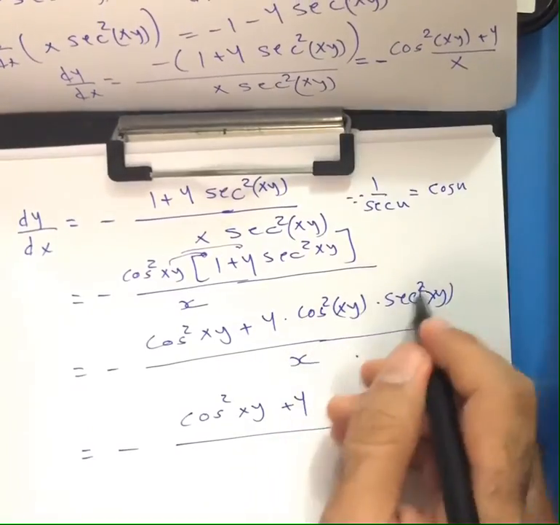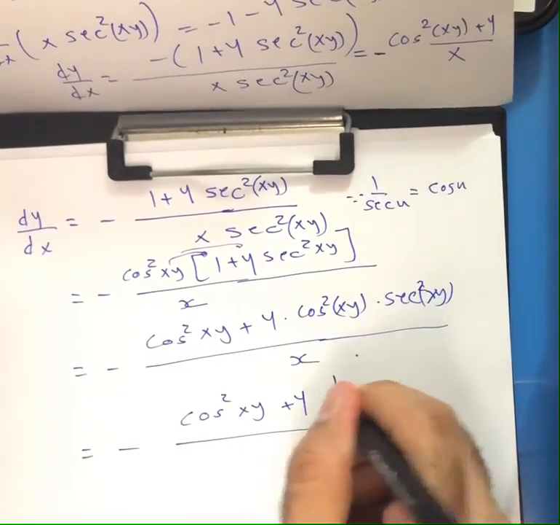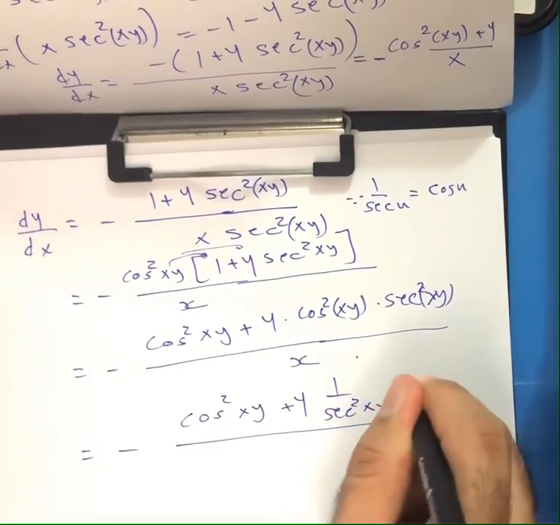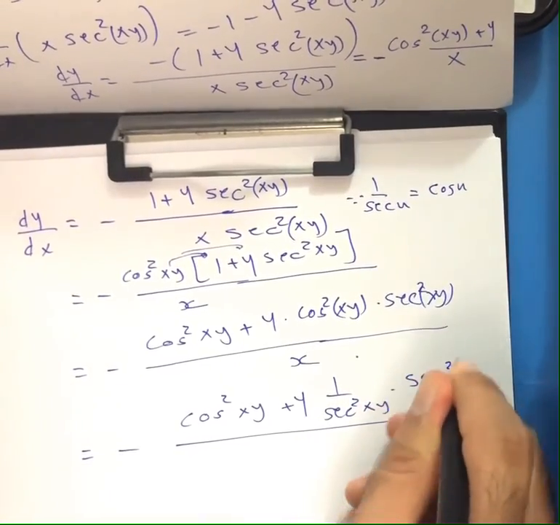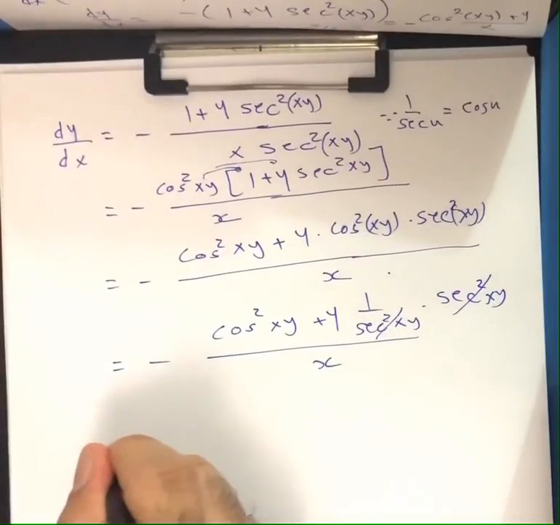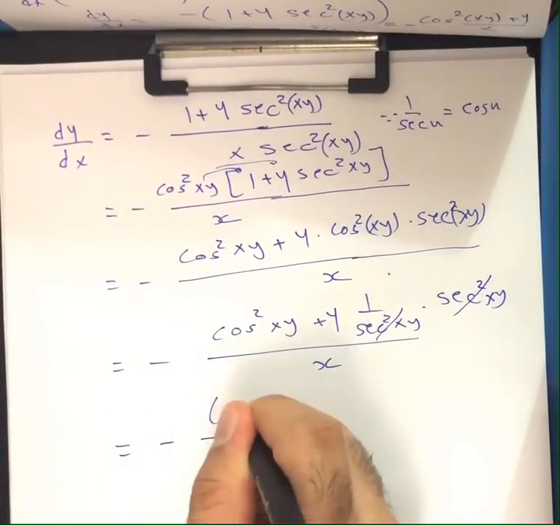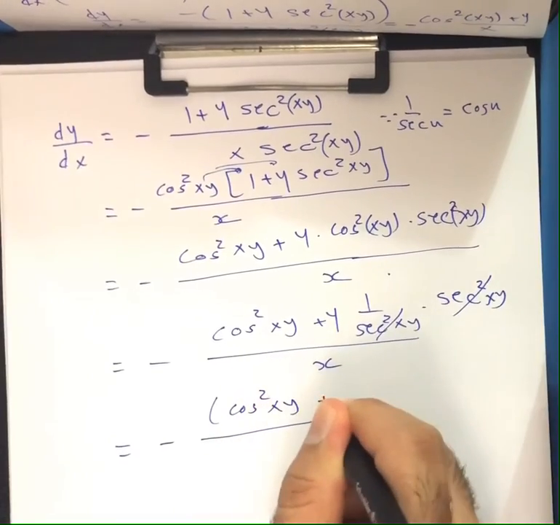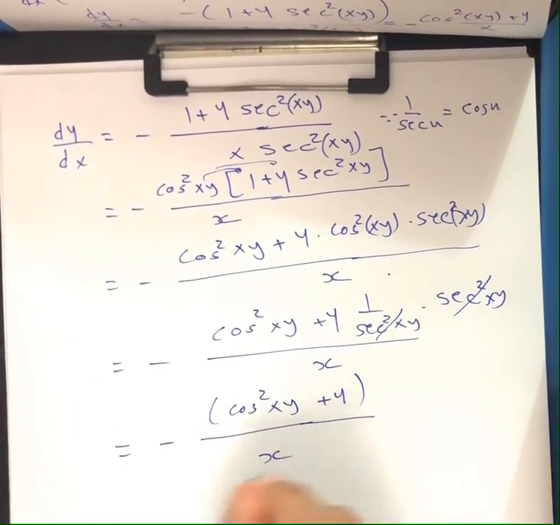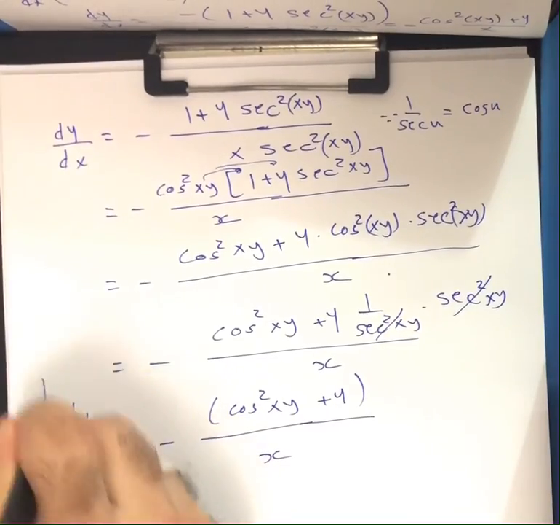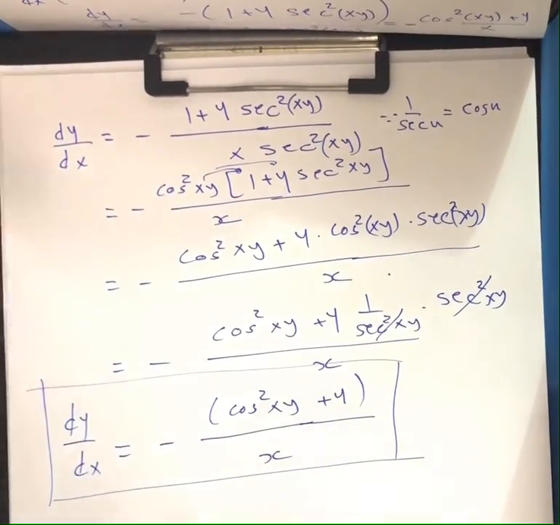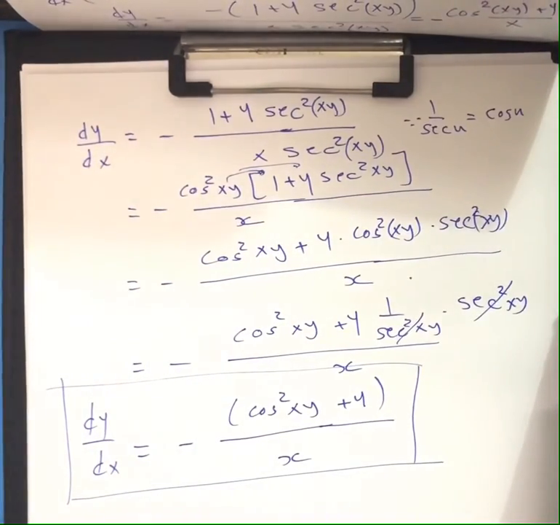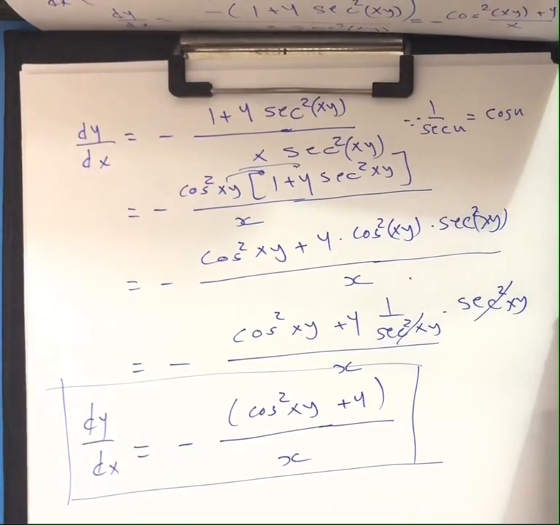Further simplification: we know that this can be cancelled with this, because cosine is 1 over sec square xy multiplied by sec square xy divided by x. In this way, we find the result will be cosine square xy plus y divided by x. This is dy by dx. This is actually nothing but further simplification for the problem. So in this lecture we illustrate how we can find the derivative of the trigonometric function. I hope it is clear.